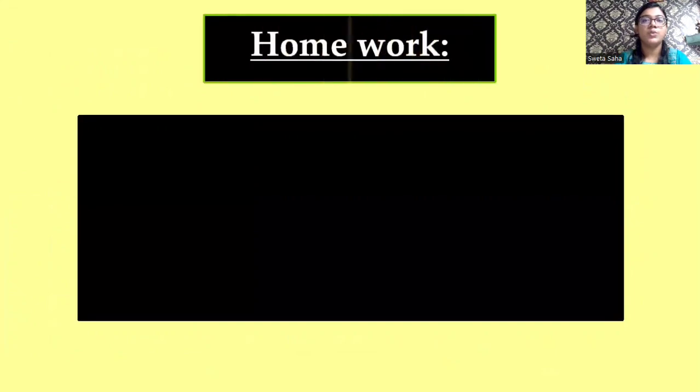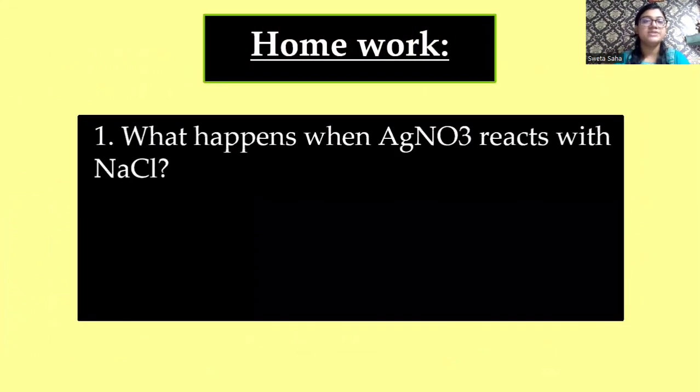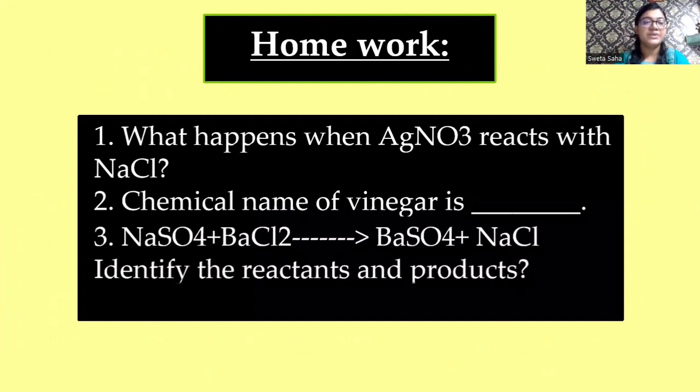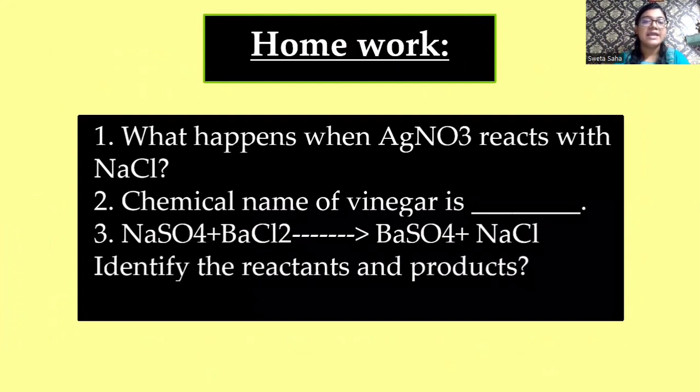The next slide is a homework slide and it contains three questions. First question: what happens when AgNO3 reacts with NaCl? Second question: the chemical name of vinegar is dash. Third question: when Na2SO4 reacts with BaCl2, they produce BaSO4 and NaCl. Identify the reactants and products for that particular reaction.